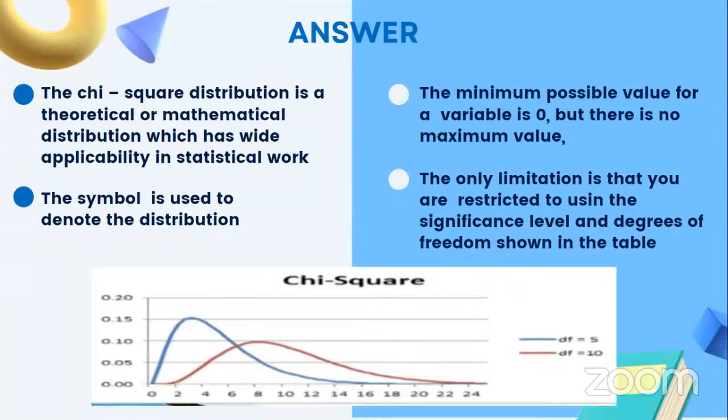The answer for the second question: the chi-square distribution is a theoretical or mathematical distribution which has wide applicability in the statistical world. The symbol is used to denote the distribution. The minimum possible value for a variable is 0, but there is no maximum value. The only limitation is that you are restricted to using the significance level and degrees of freedom shown in the table.